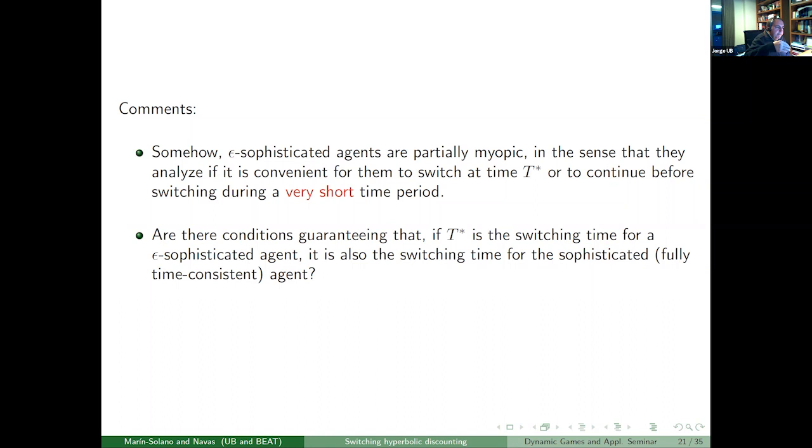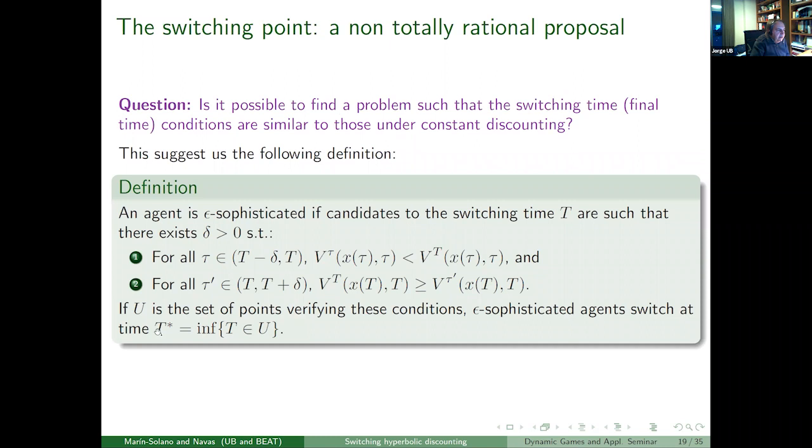Because of this, one open question that we still have to study is whether we can be sure that our switching time for our epsilon sophisticated agent is also the switching time for a fully sophisticated agent. And by fully sophisticated agent, I mean that it could be the case that, imagine that I obtain as possible switching times 2, 4, 6. And by my definition, I will take the lowest one as the switching time. I will switch from regime one to regime two at moment two. But this does not mean that this is the best option.